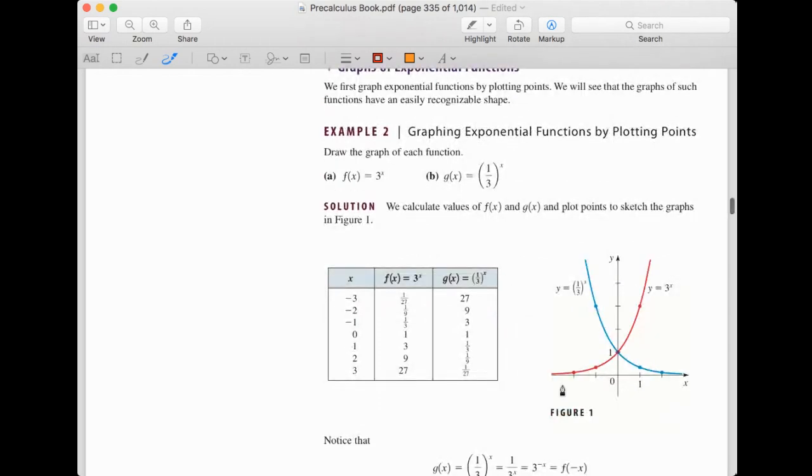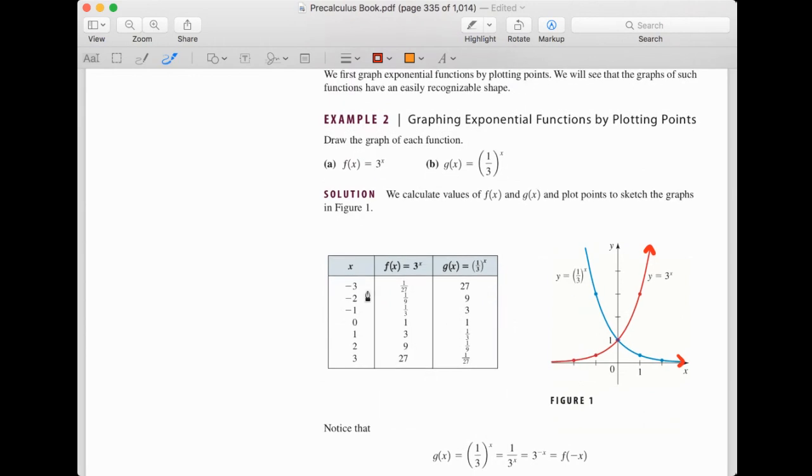So for f, 3 raised by x, that's this graph. Right? We call this exponential growth. So if the base is greater than 1, you always have this kind of shape. It's always exponential growth. If the base is less than 1, that's exponential decay. When x becomes larger, the y value, the function value, becomes smaller.